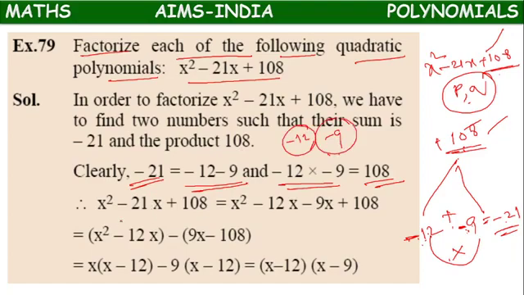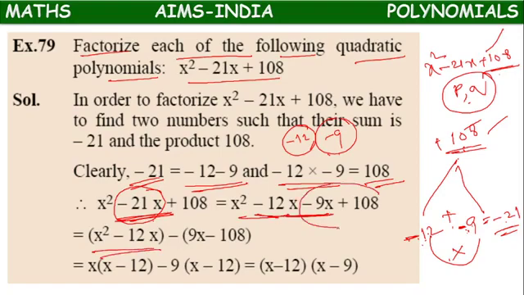So the middle term we can split. What is the middle term? Minus 21x. We can split it into minus 12x minus 9x. Okay. Next, first two, one group.